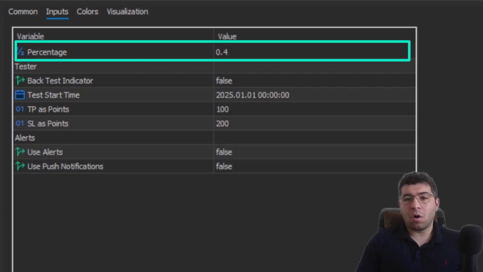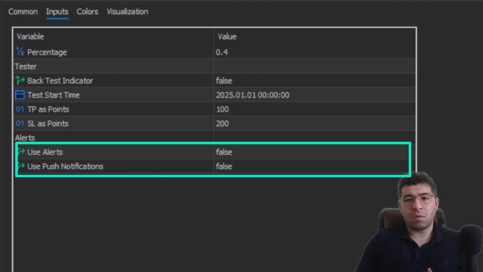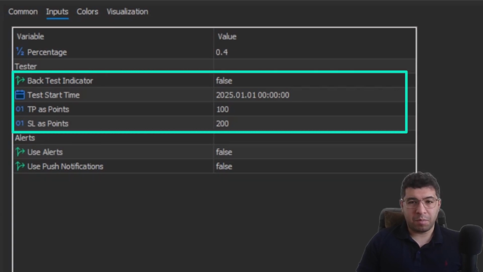Turn on alerts or push notifications if you want real time buy sell messages. And if you enable the tester panel, you will see total trades, wins, and win rate update right on the left of the chart. In my own trading, I start with 2% on calmer markets and bump it to 3 or 4% on fast markets.